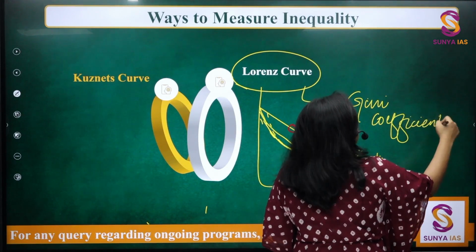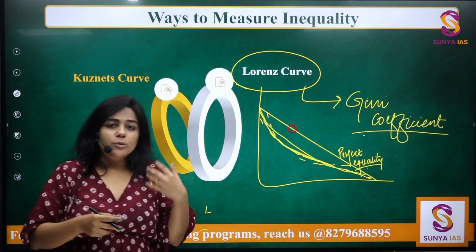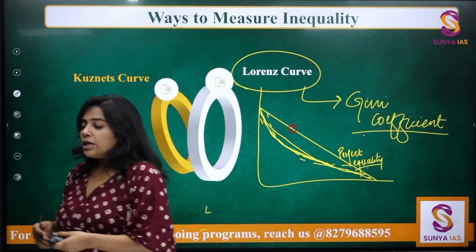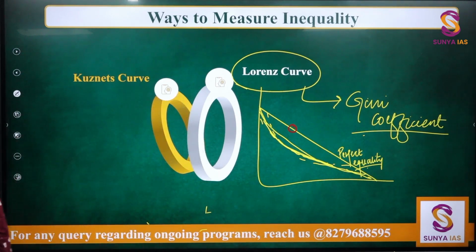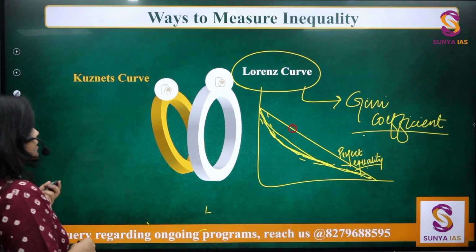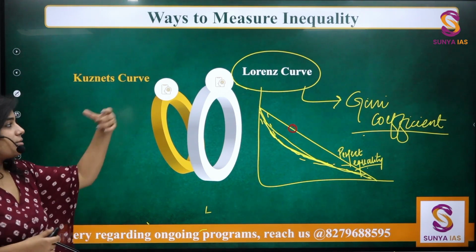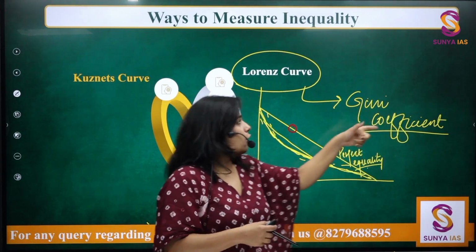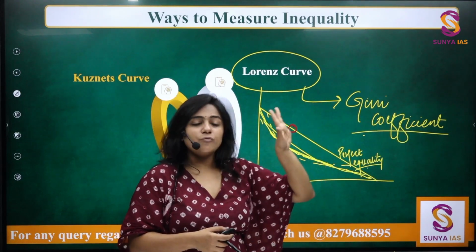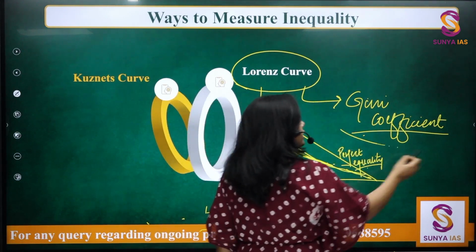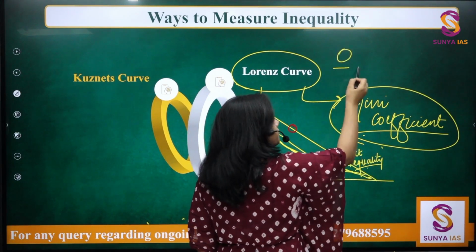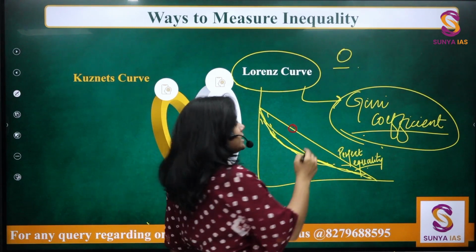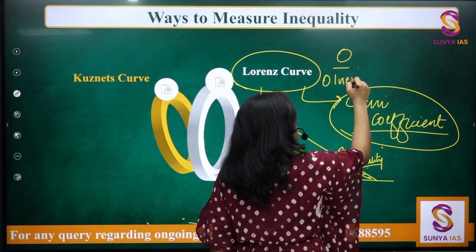Now you don't have to write all of this, okay? When you write an answer, most probably you will be getting an application based question, so you will not need to write all of these things. But here you need to remember, and even in prelims you can be asked, that the Gini coefficient is the numerical representation of the Lorenz curve. And what does it represent? If the Gini coefficient is 0, that means there is zero inequality.